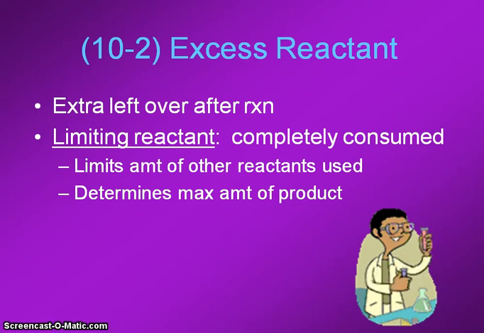So the excess reactant is the one that is left over after a reaction is done, so there's extra. And the limiting reactant is the one that's completely consumed. So this is the one that's going to limit how much of the other reactants get used and how much of the product that you could possibly make. So this one is really the key ingredient. This is the one that we use to start our stoichiometry problems.